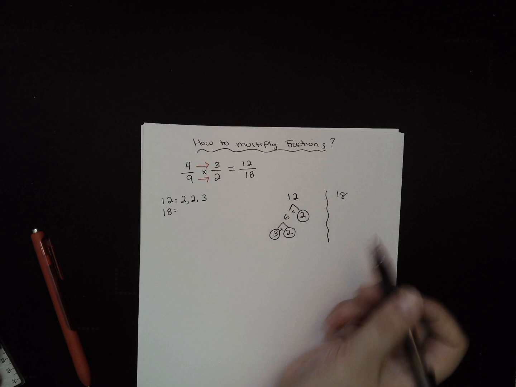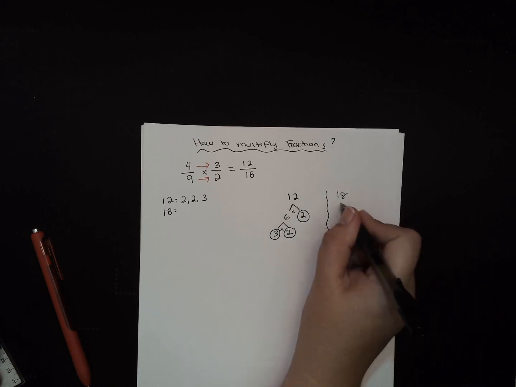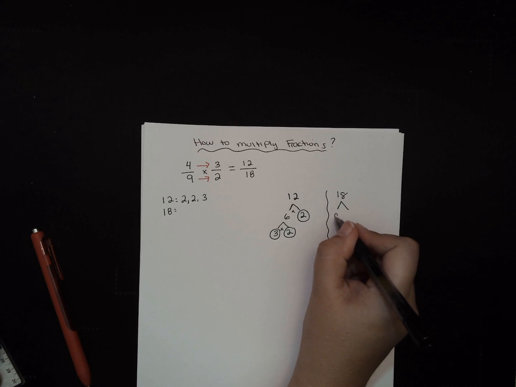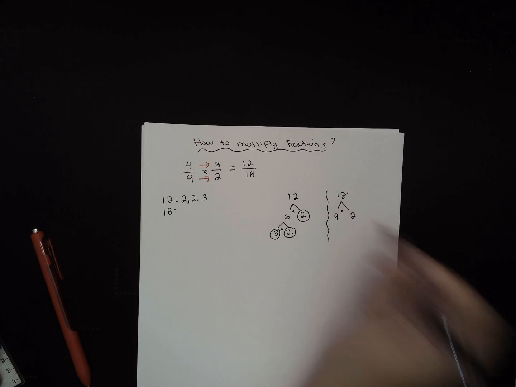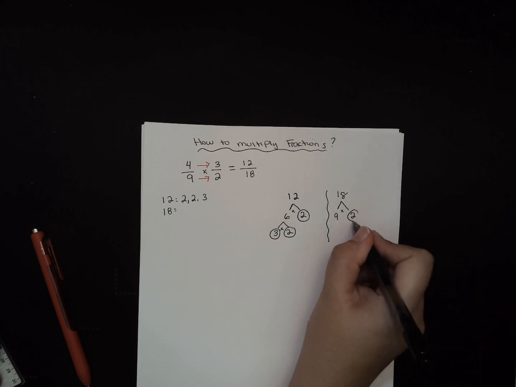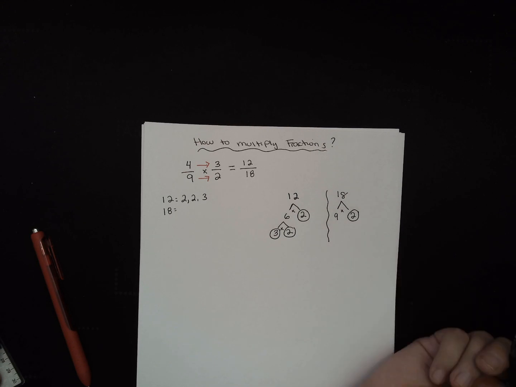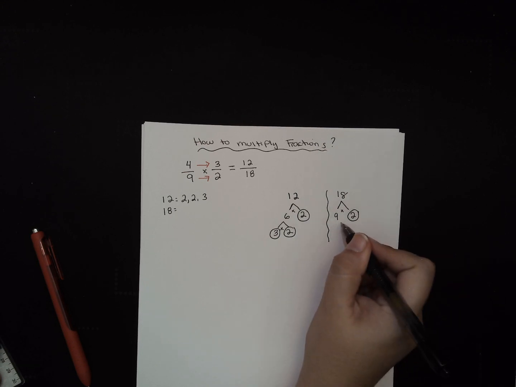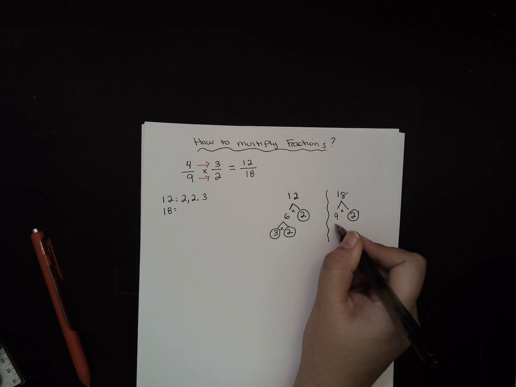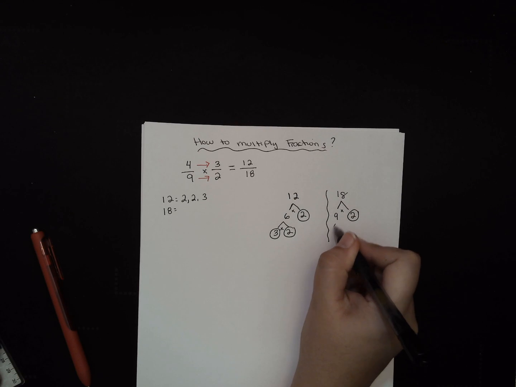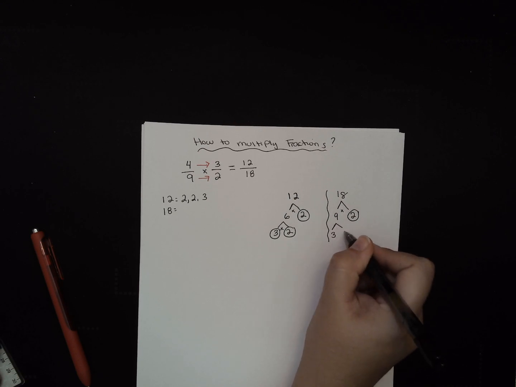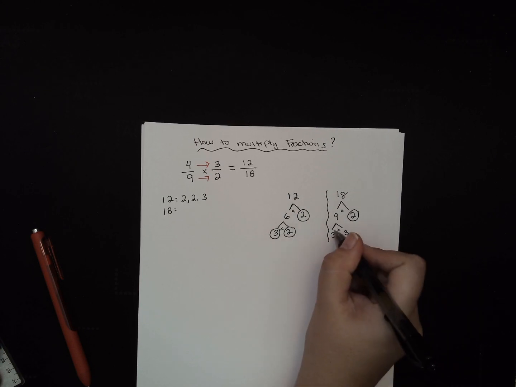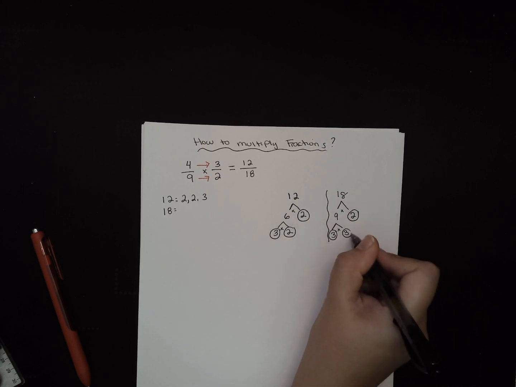Okay, next one, I have 18. So what two numbers give me 18? I'm going to say 9 times 2. 2 is a prime. I'm going to circle it. 9. Are there any two factors I could multiply that would give me 9? The answer is yes, and that is 3 times 3. Okay, 3 is a prime, as we could see over here. I'm going to circle, and I'm going to circle.